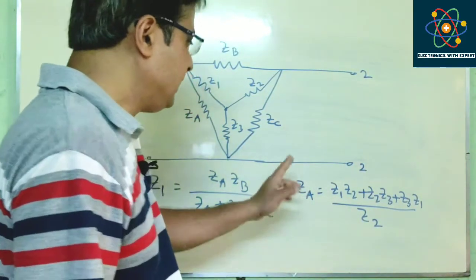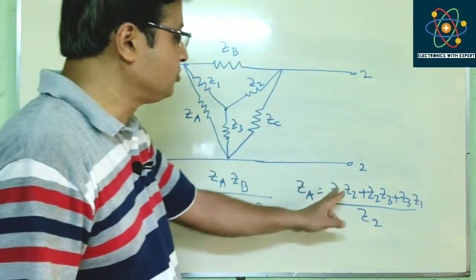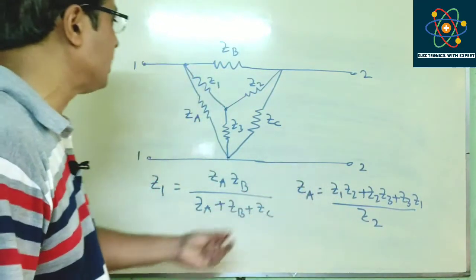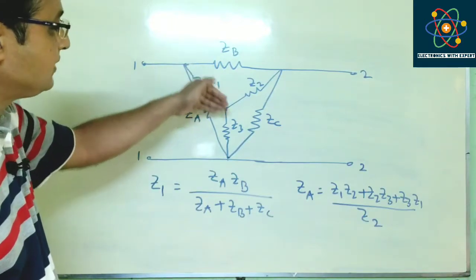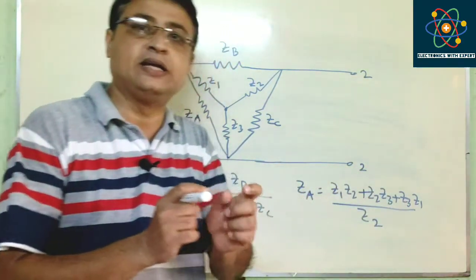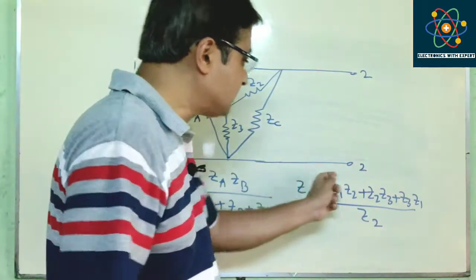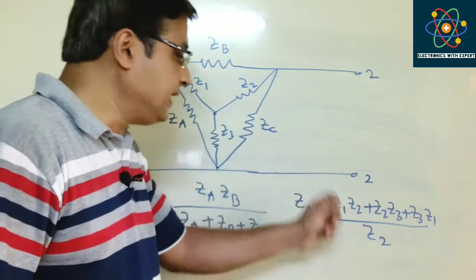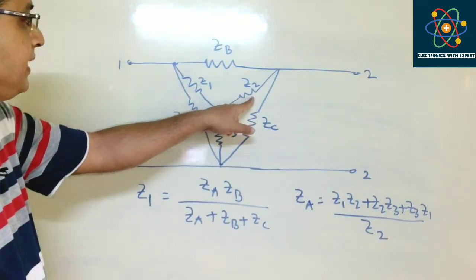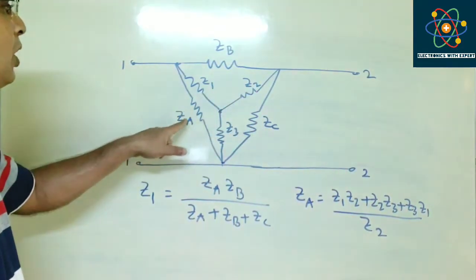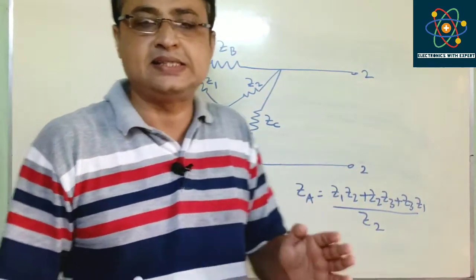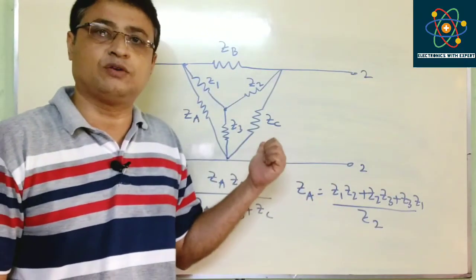For the pi network, you can remember it as ZA equals Z1 Z2 plus Z2 Z3 plus Z3 Z1, that is all the terms, taking two of them at a time, which you sum up, divided by the T network impedance just opposite to ZA. That is the T network impedance Z2, which is at the opposite side of the pi impedance ZA. So in this way, you can remember these 6 equations from this figure.